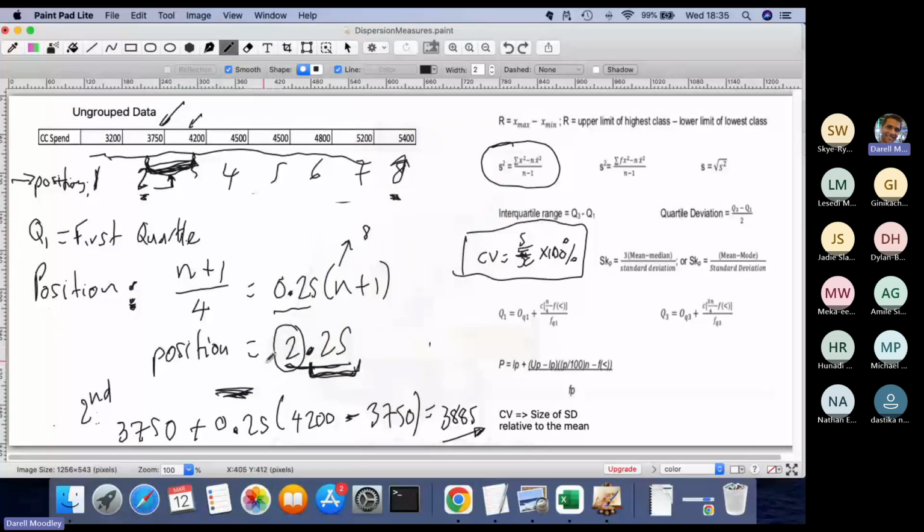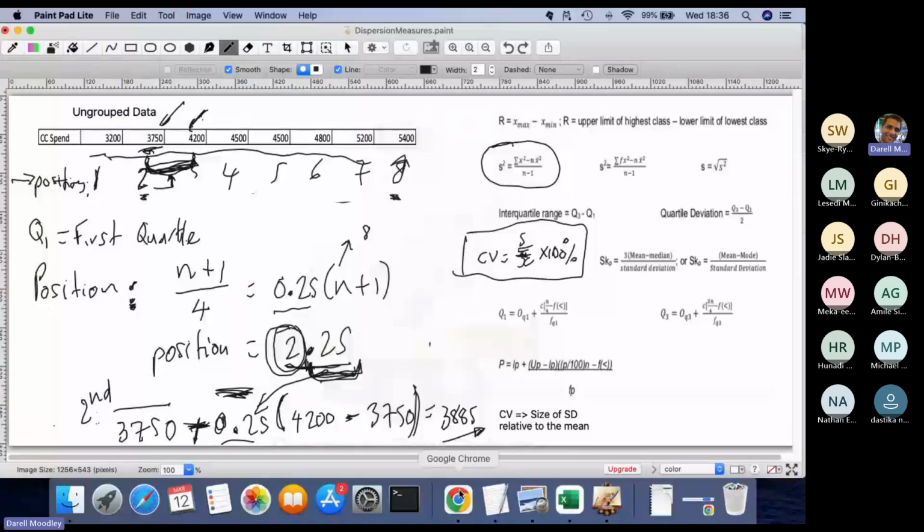You will take the second number, which is in front of that decimal. What number corresponds to the second position? Well, it's this number here, 3750. So that's how we got this number here. Then we add a difference using the decimal. That's plus 0.25. This is where the decimal comes in. This decimal is here. And we take the difference between the third and the second number.